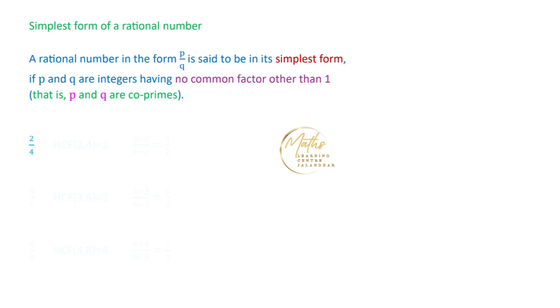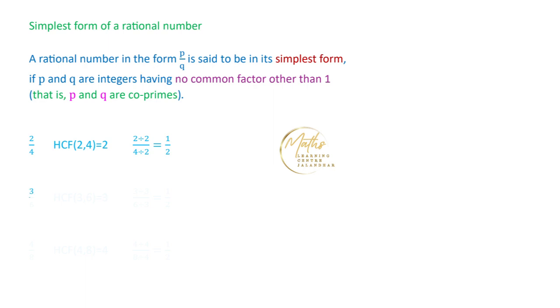Suppose I am talking about the number 2 by 4. The numerator is 2, the denominator is 4, and if we calculate the HCF of 2 and 4, it is equal to 2. Now if we divide the numerator and denominator of 2 by 4 by 2, we obtain the number 1 by 2. And clearly, for the number 1 by 2, the HCF of 1 and 2 is equal to 1. It means this is the simplest form of the number 2 by 4.